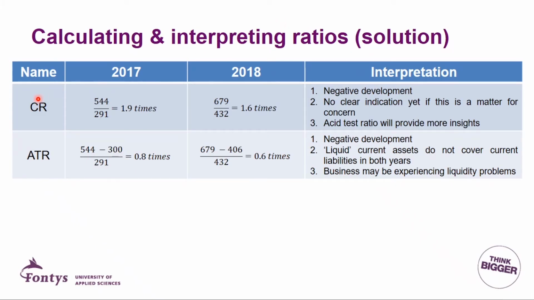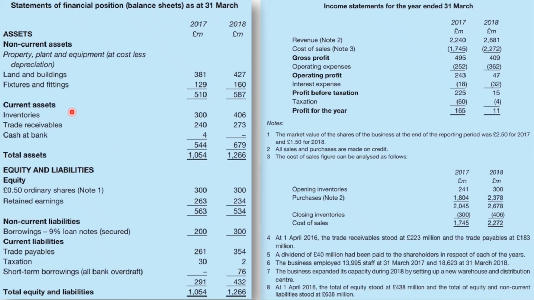So with the current ratio and the acid test ratio, in the numerator we look at the current assets, and here at the current liabilities. With the acid test ratio, as we just explained, we also subtract the inventories. So if we go back, we can see that in this part we can find the current assets. So we will be able to just take the sum of this. So we have the 544, the 679 for this. And we can find the current liabilities down here.